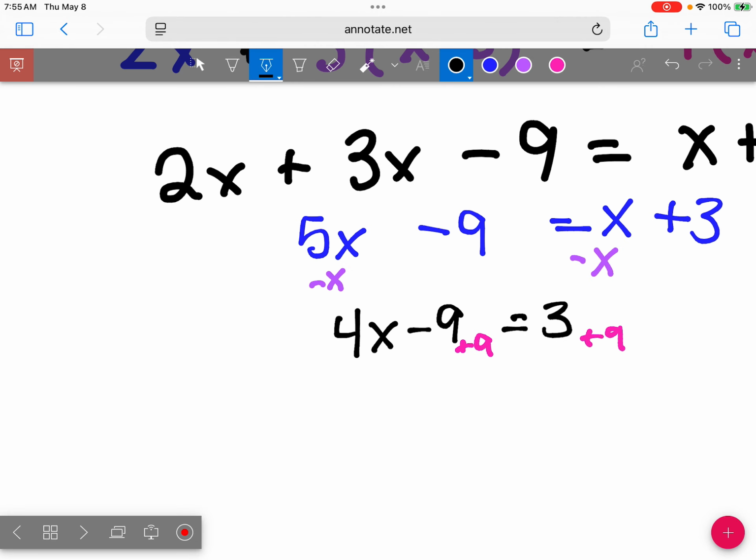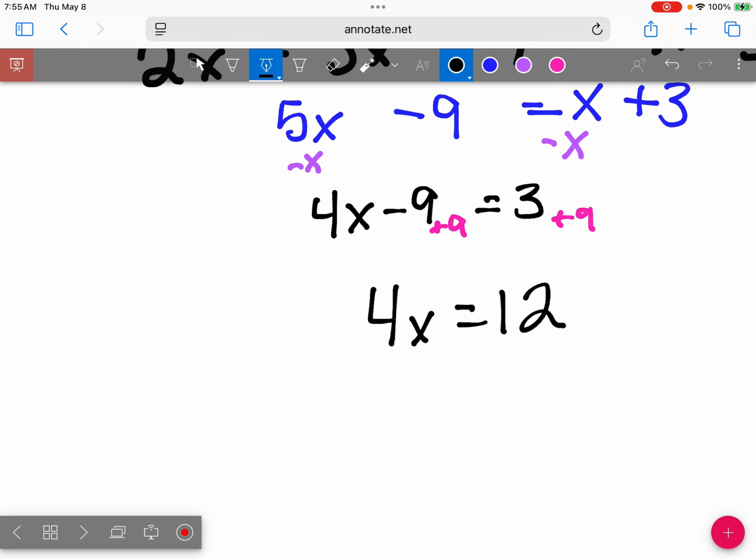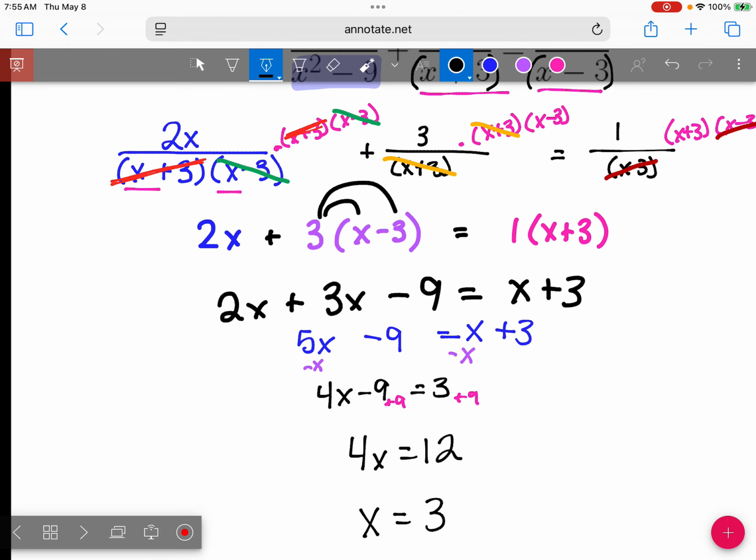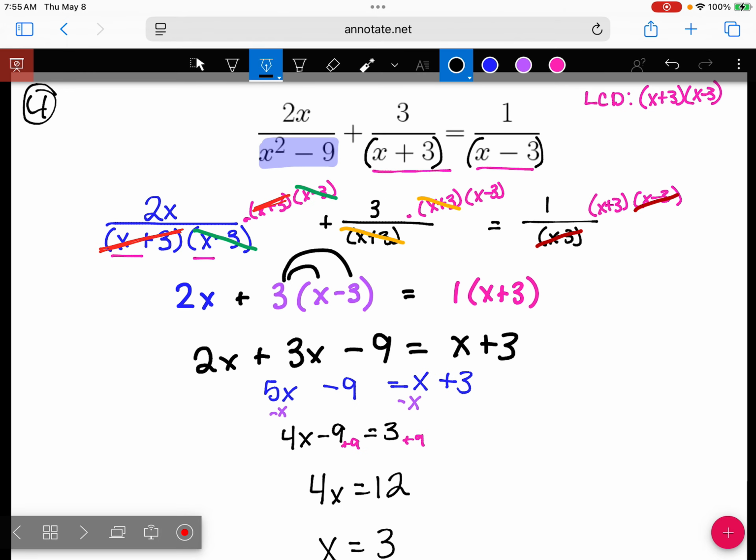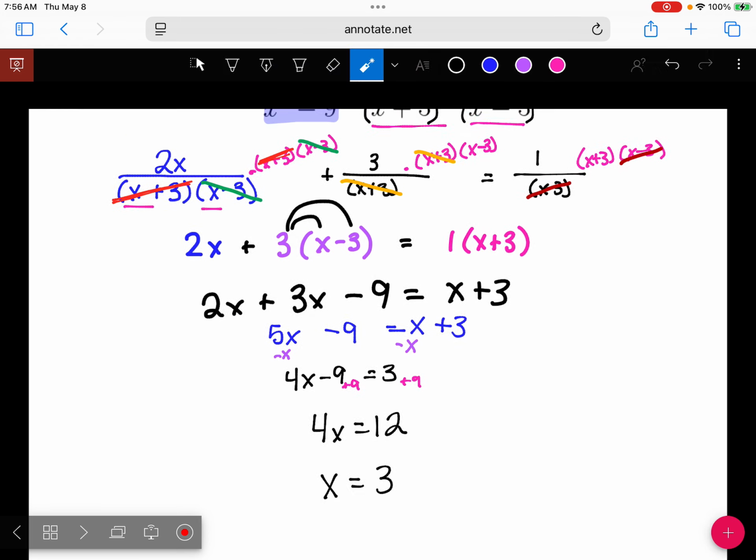Here we go. We get our 4x equals 12. So what is x going to be? 3. So looking up here, let's look at our check. If I substitute 3 in here, is my denominator going to be 0? Yes. If I sub 3 in here, would my denominator be 0? Yes. So this does not work.